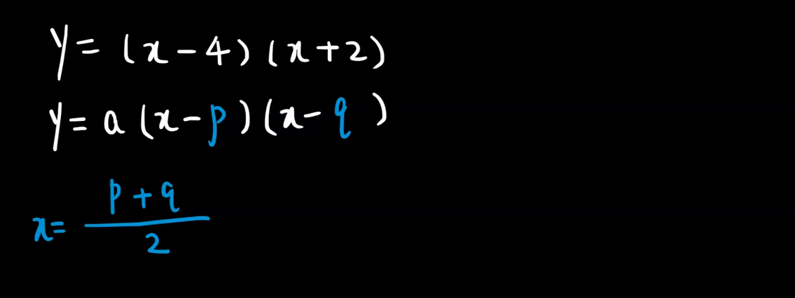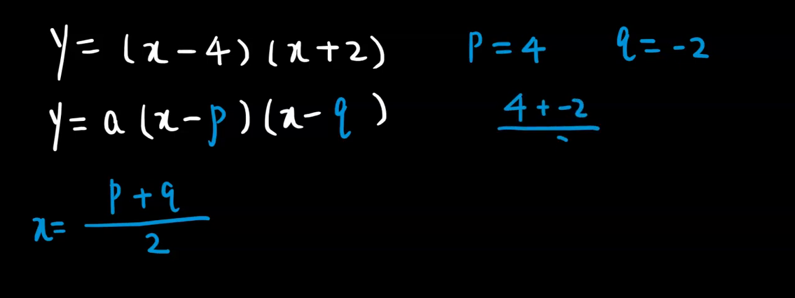In this case, p is 4 and q is -2. So if we add them and divide by 2, that is 4 minus 2 divided by 2, which is 1. So our axis of symmetry is x equals 1. Once you have the axis of symmetry, you can start to find the vertex.